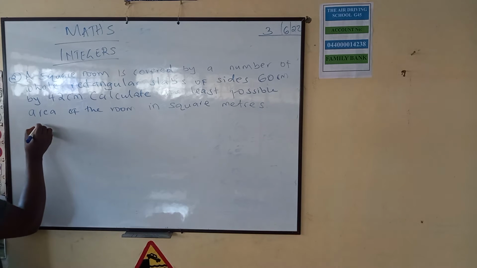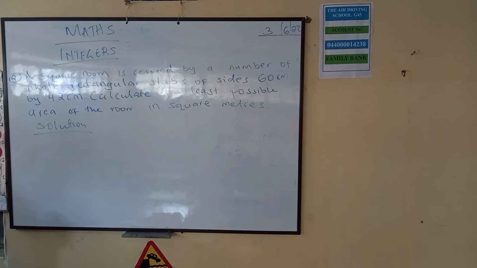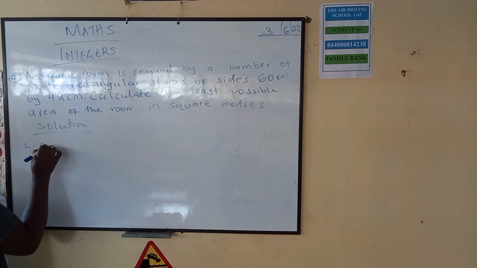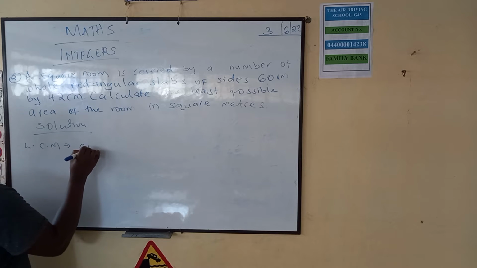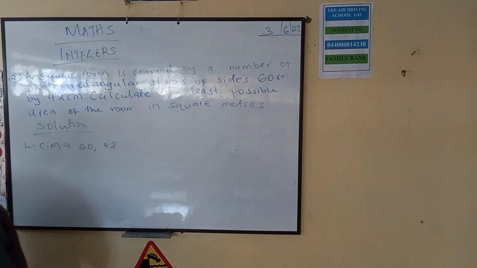Okay, now let's go to the solution. First thing, as I say, we analyze the question first. We have a square room. It's covered by a number of whole rectangular slabs of size 60 by 42 centimeters. Calculate the least possible area of the room in square meters. Here we'll do the LCM of 60 and 42.